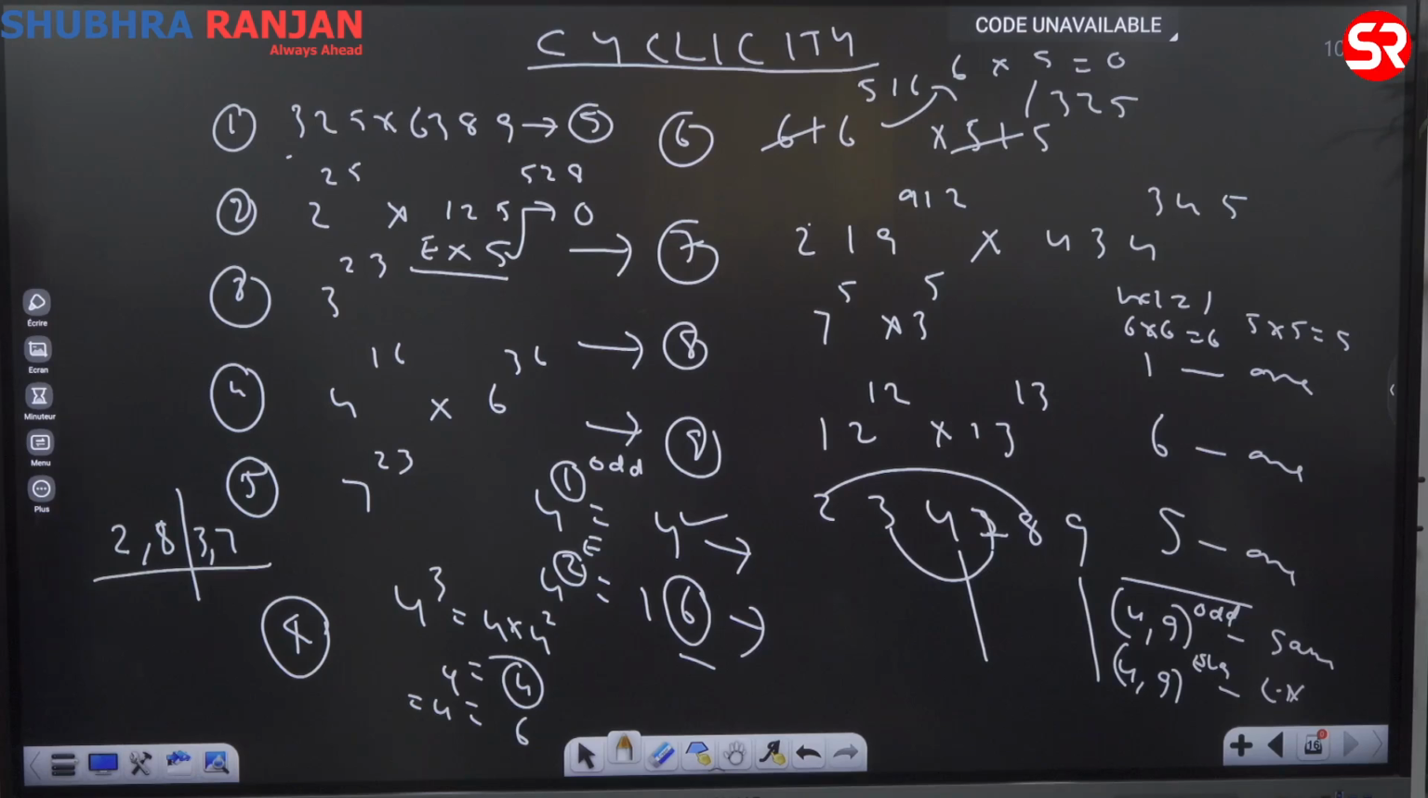4. Cyclicity for 2, 8, 3, 7 is 4. Note down: cyclicity for 1, 5, 6 is 1, cyclicity for 4, 9 is 2, and cyclicity for 2, 3, 7, 8 is 4. For all of these digits it is 4 only, not only 2.